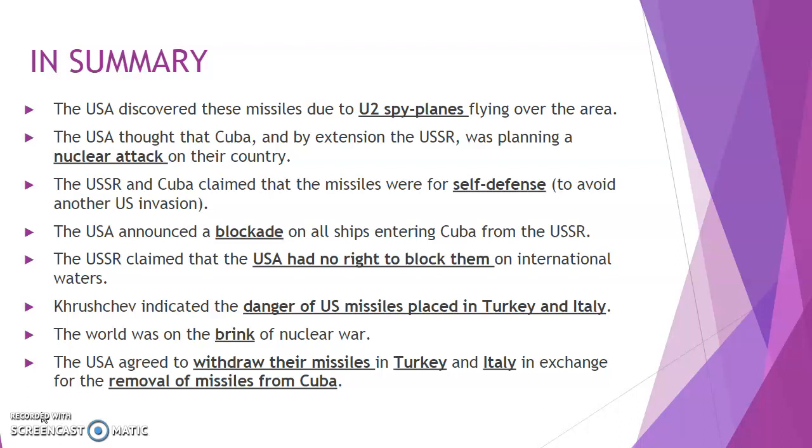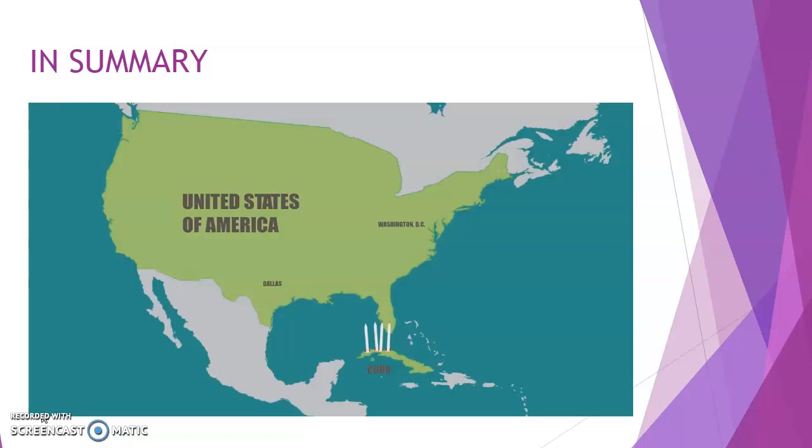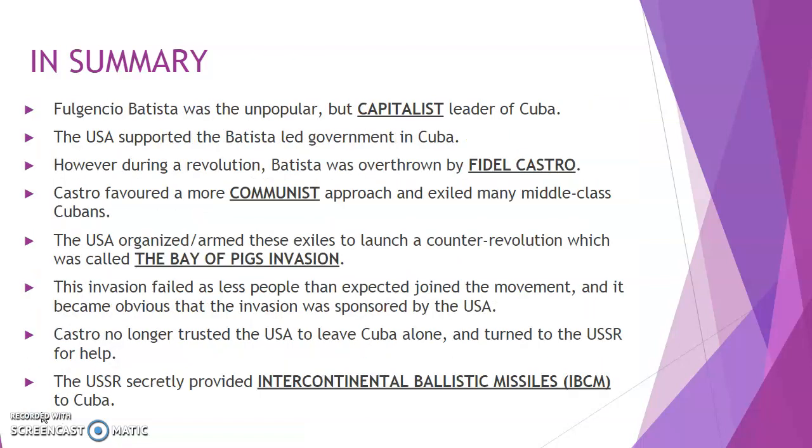The world was on the brink of nuclear war. The USA agreed to withdraw their missiles in Turkey and Italy in exchange for the removal of the missiles from Cuba. Alright, so that's basically a summary of the Cuban Missile Crisis.